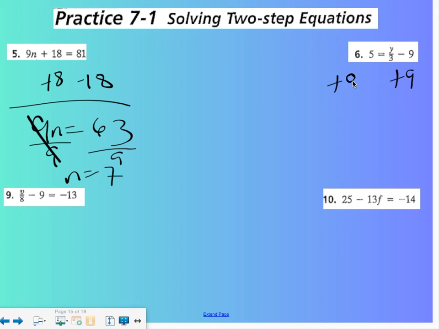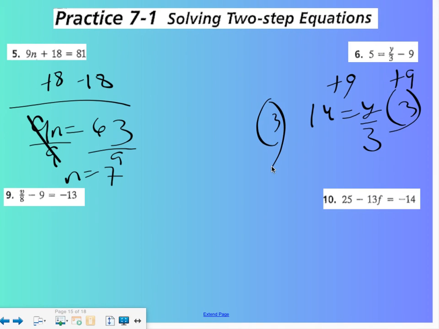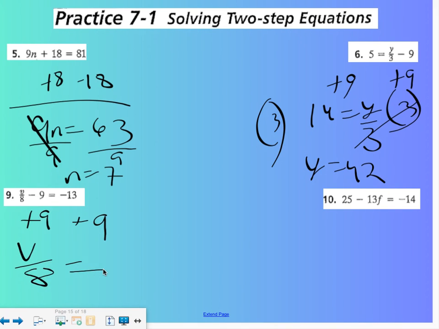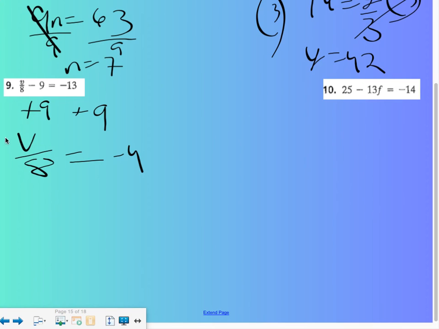Turn it into a one-step problem of 14 equals y over 3. Well, how do you get y by itself? Multiply both sides by 3 for y equals 42. All right, number 9. Add 9 to both sides, and we get v over 8 equals -4. How do you get v by itself? Multiply both sides by 8, and we get that v equals negative 32.